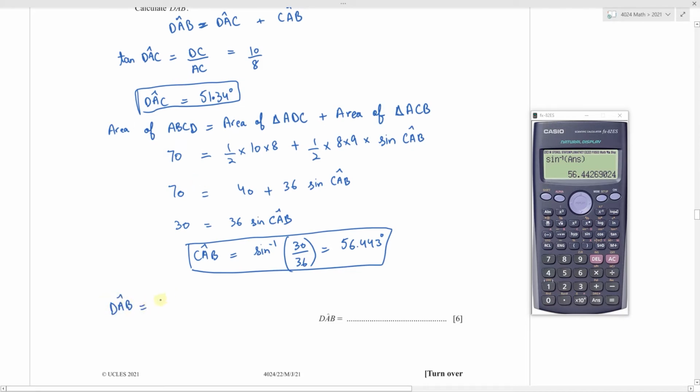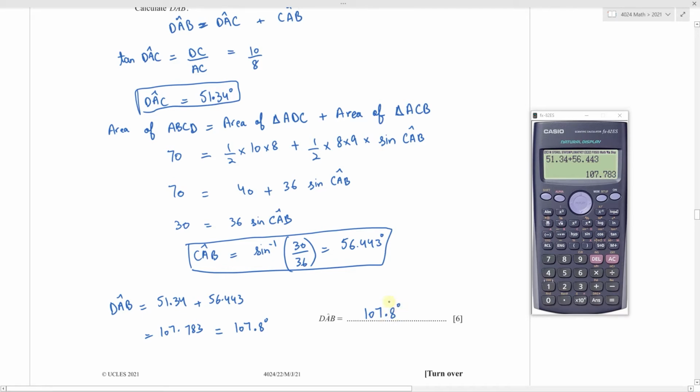So DAB will be the sum of these two, 51.34 plus 56.443. So 51.34 plus 56.443 is 107.783. And up to one decimal place, this will become 107.8 degrees. So your angle DAB is 107.8 degrees.